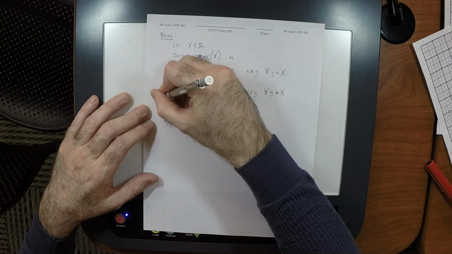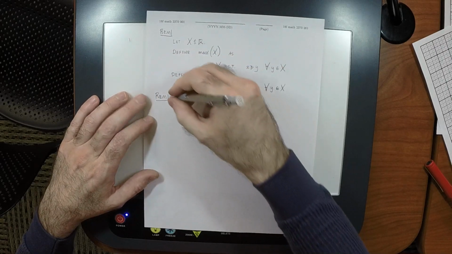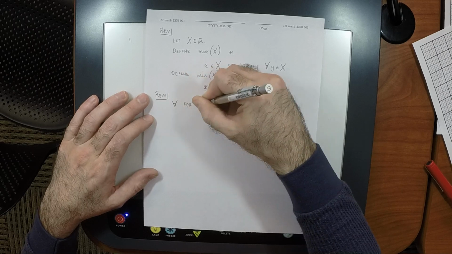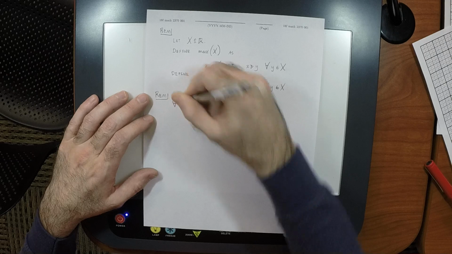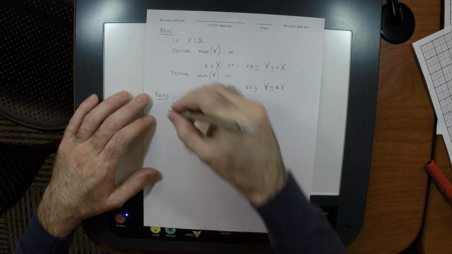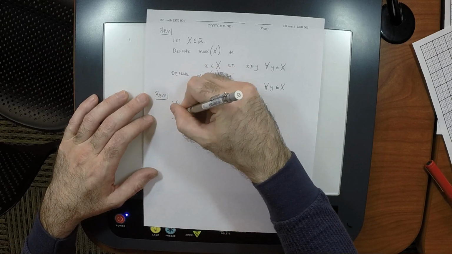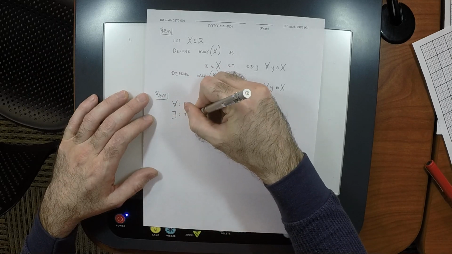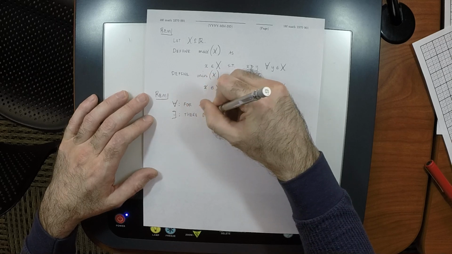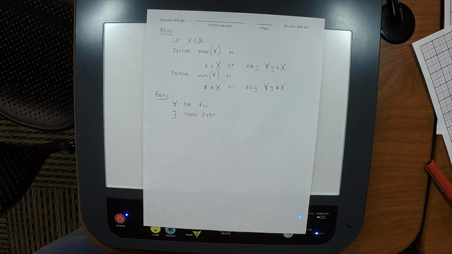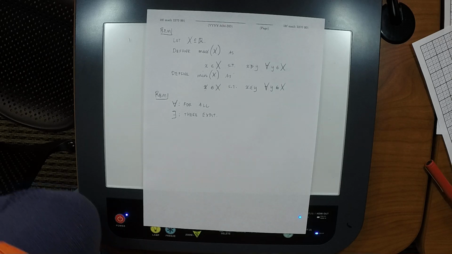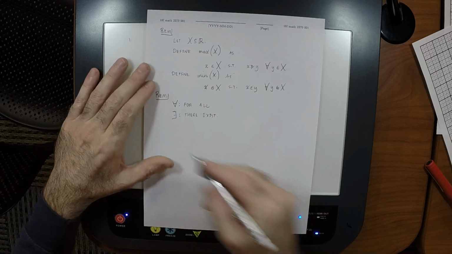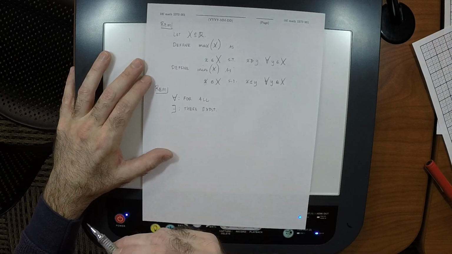And in case you're not entirely familiar and comfortable with these things, I'll just remind you that this symbol means for all, and there exists is this one. Calculus is not a prerequisite for this course, but the majority of you, and perhaps even all of you, have taken calculus, so you've maybe seen these before.